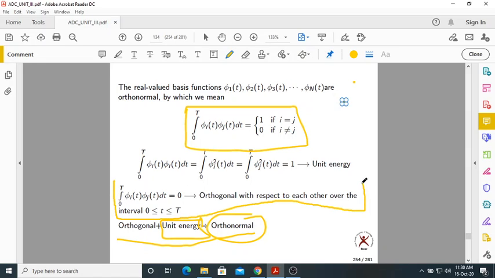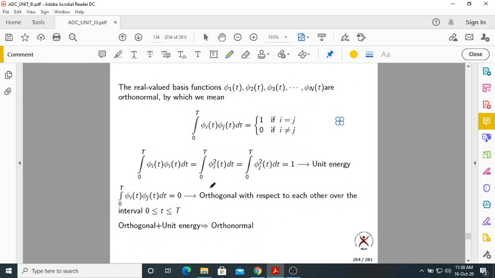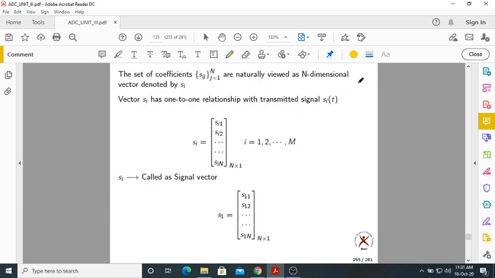This is a very important statement I am making here. All the basis functions are orthogonal to each other in the interval 0 to T. At the same time, each and every basis function should have unit energy. When the set of basis functions is orthogonal to each other and each has unit energy, then they are called an orthonormal set of basis functions.